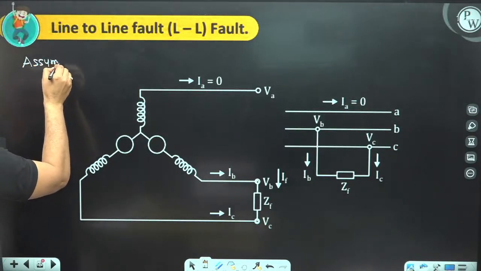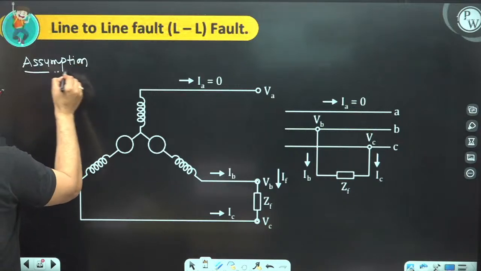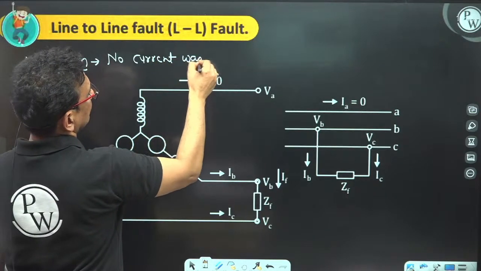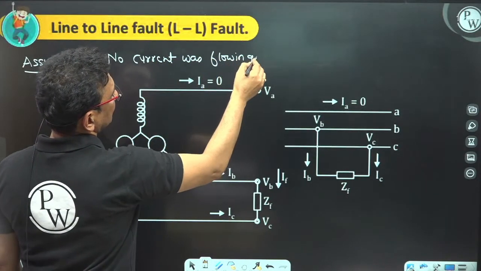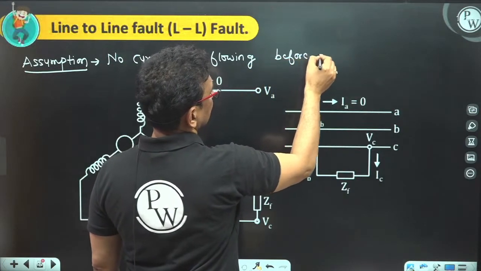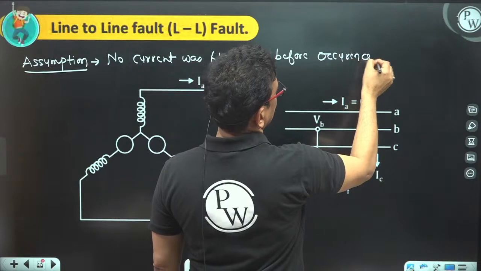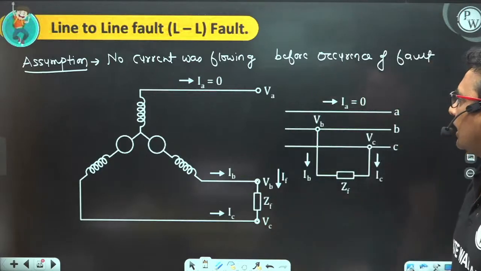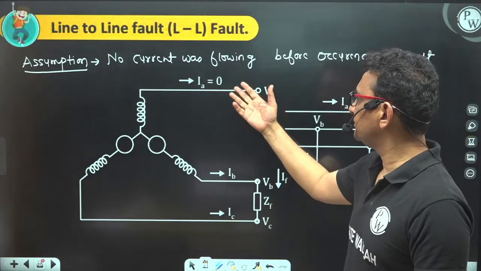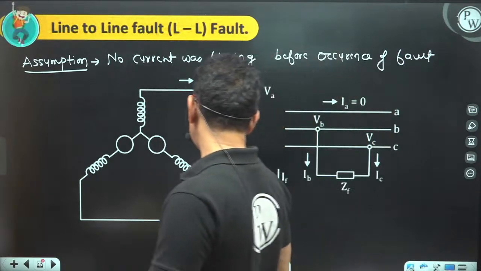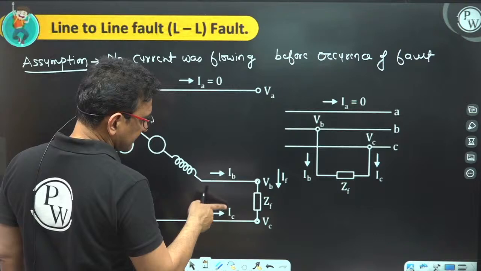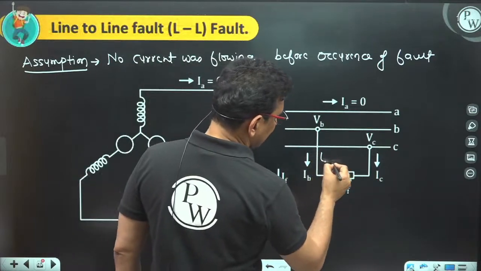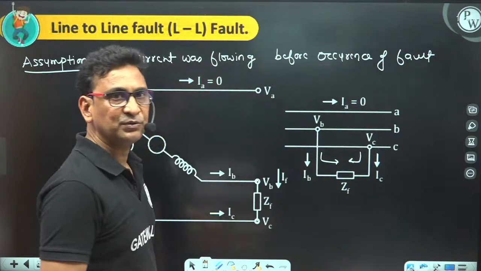That means the current will start flowing only after occurrence of the fault. No current was flowing before the fault. Now, after the fault, no doubt, the A current will be equal to 0, but the B phase and C phase currents will flow. And you can say the B current and C current are equal in magnitude, but in the opposite direction. That means IB is opposite to IC. This is IB and this is IC. So IB is equal to minus IC.